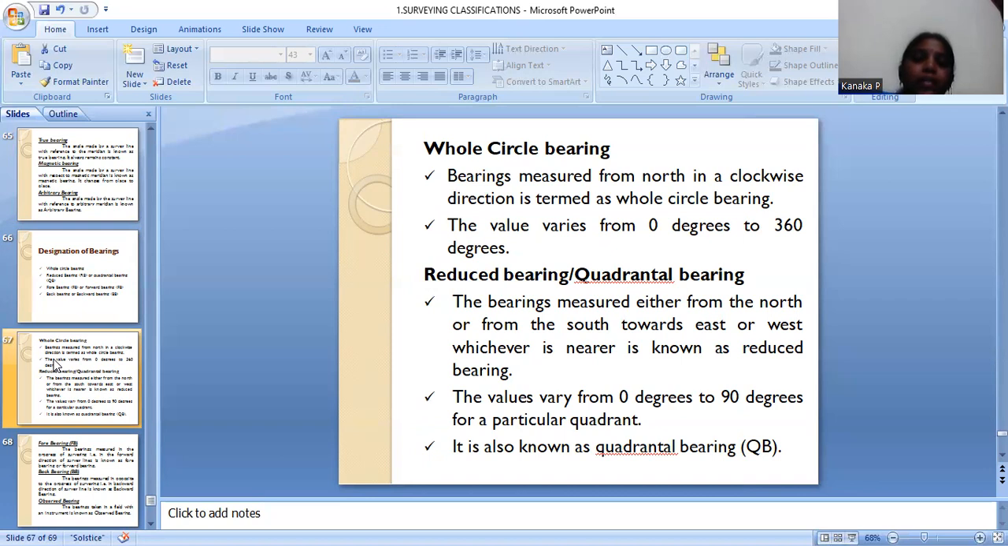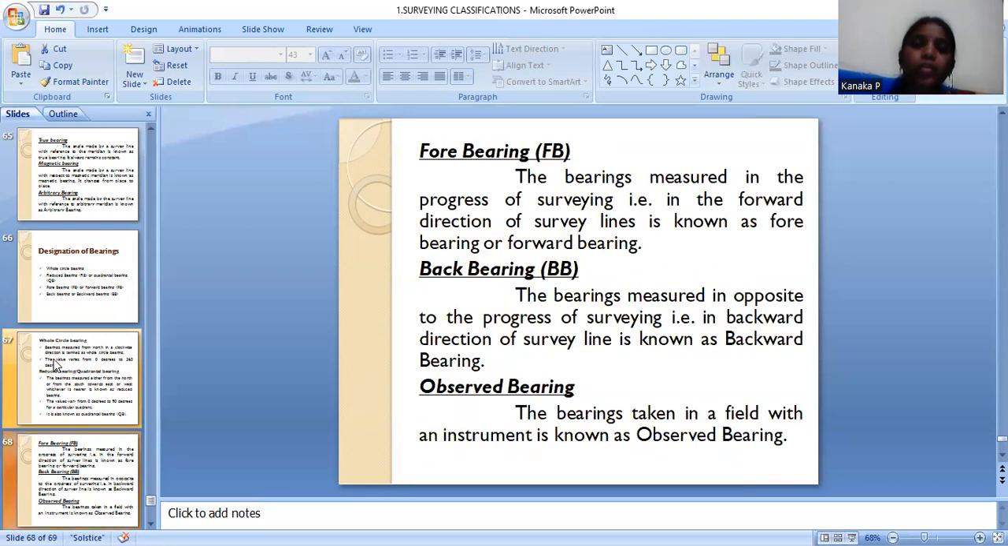So reduced bearing, another name is quadrantal bearing. The bearing measured either from the north or from the south towards the east or west, whichever is nearer, is known as reduced bearing. These values vary from 0 to 90 degree for a particular quadrant. It is also known as quadrantal bearing. So next one is fore bearing.